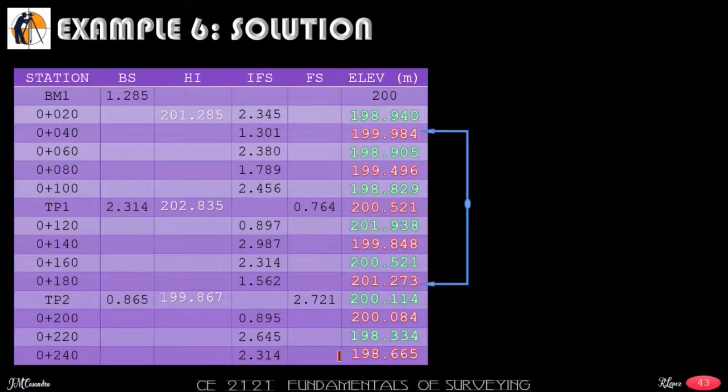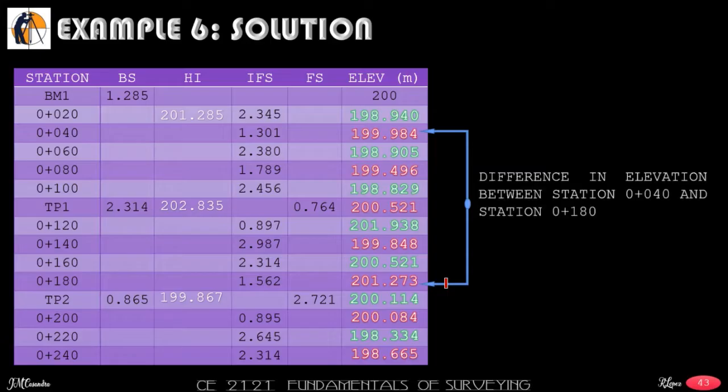And for the difference in elevation of station 0 plus 040 and 0 plus 180, we simply subtract the elevations of the two. So that is now 201.273 minus 199.984. So the difference in elevation of 0 plus 040 and 0 plus 180 is 1.289 meters.